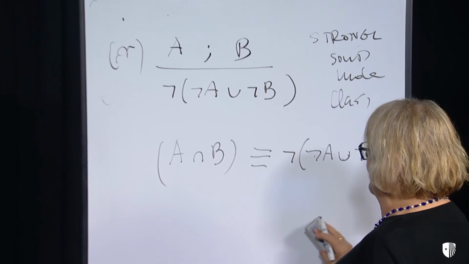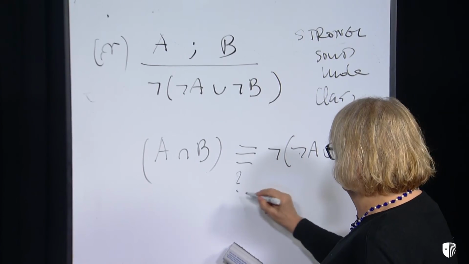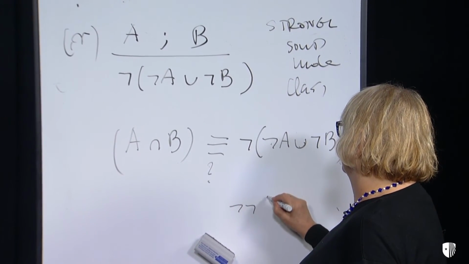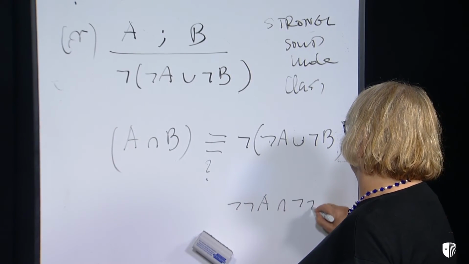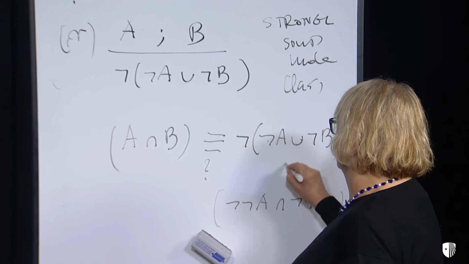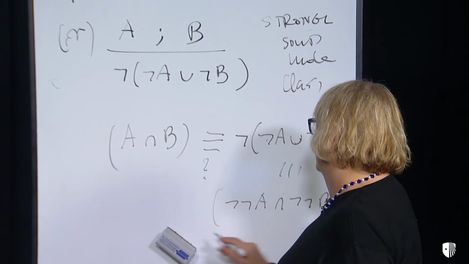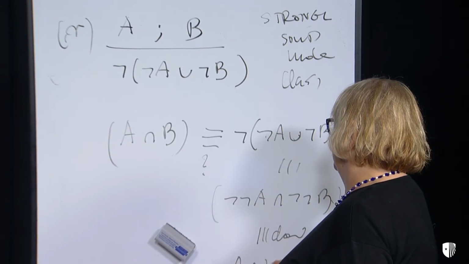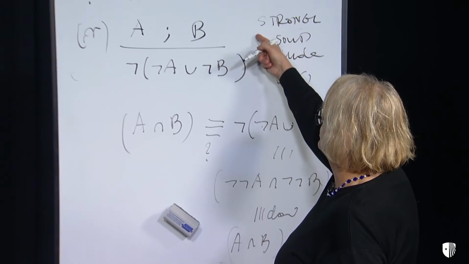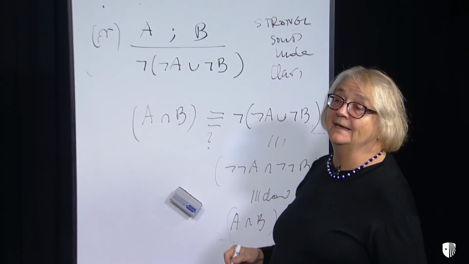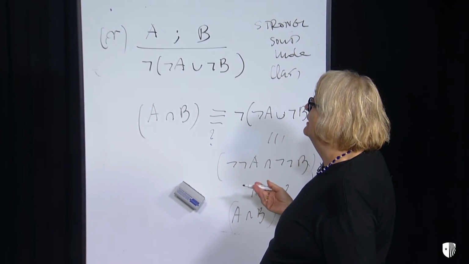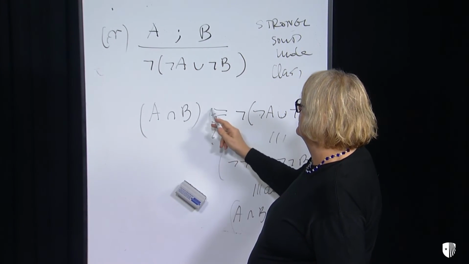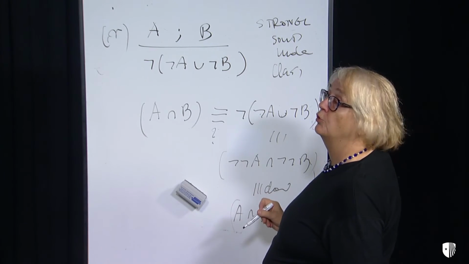And I'm checking in my mind, is it true? Because that is, by De Morgan law, not A and not B, right? We know that by De Morgan law and double negation, you get A and B. So this inference rule is strongly sound because A and B is logically equivalent to the conclusion.